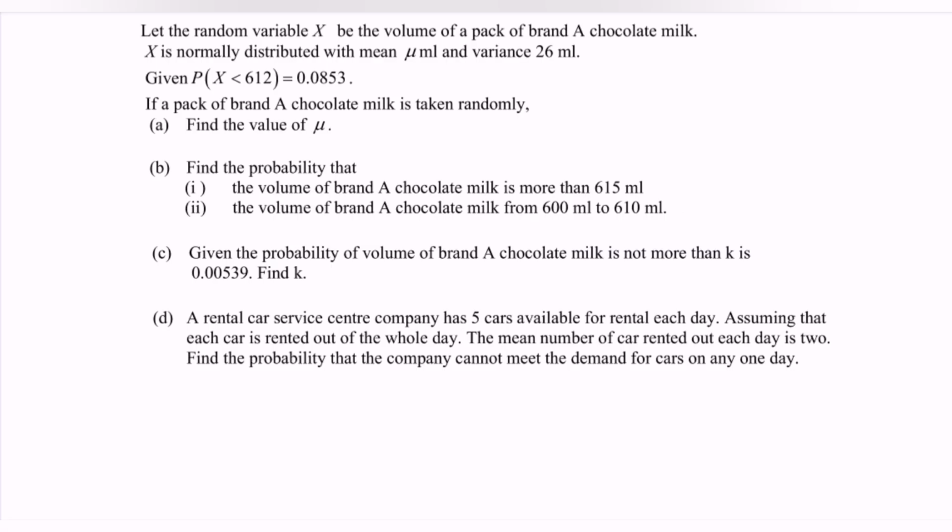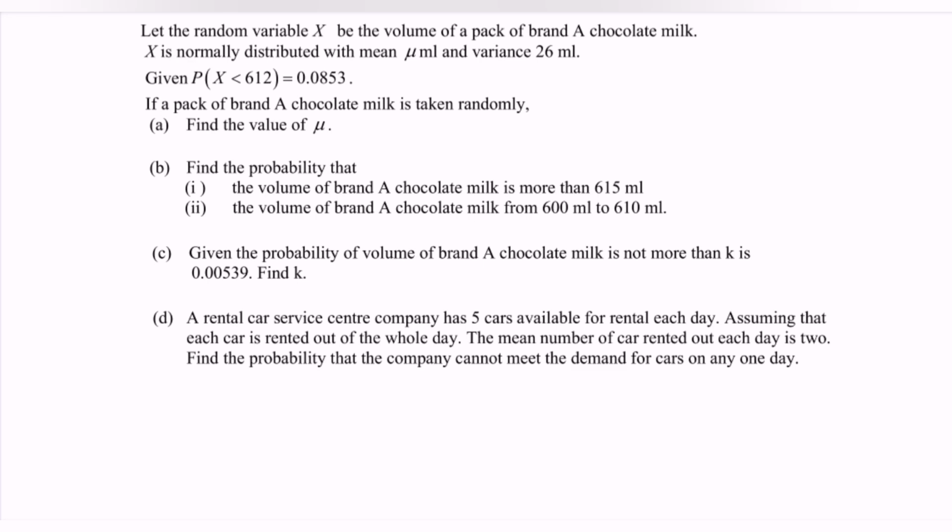Hello everyone, in this video I'm going to discuss the example for special probability distribution. Let the random variable X be the volume of a pack of a brand A chocolate milk. X is normally distributed with mean mu ml and the variance 26 ml. Given the probability that X is less than 612 equals 0.0853. If a pack of brand A chocolate milk is taken randomly, find the value of mu.